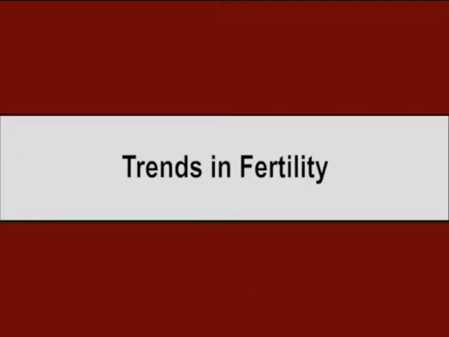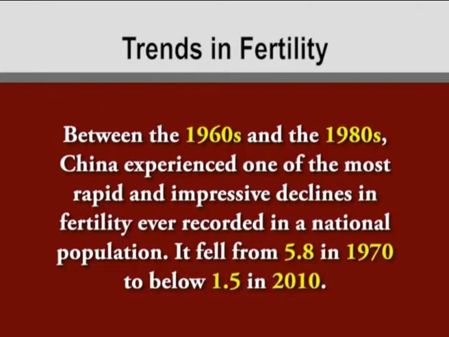Trends in fertility. Between the 1960s and 1980s, China experienced one of the most rapid and impressive declines in fertility ever recorded in a national population. It fell from 5.8 in 1970 to below 1.5 in 2010.